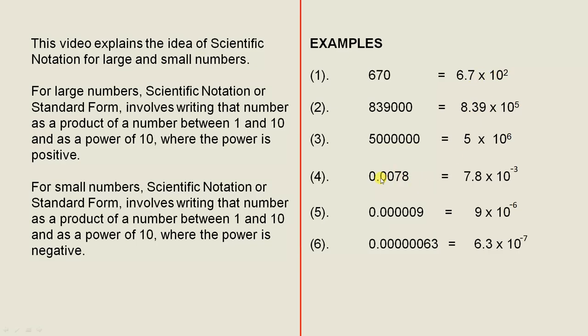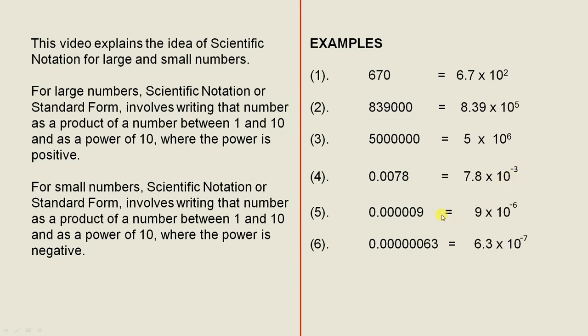Now for small numbers. If we have this number here, if we place the decimal point between the 7 and the 8, because remember the number has to be between 1 and 10, so it's 7.8. We have to move it back 1, 2, 3 places, and that's why it's 10 to the power of negative 3.